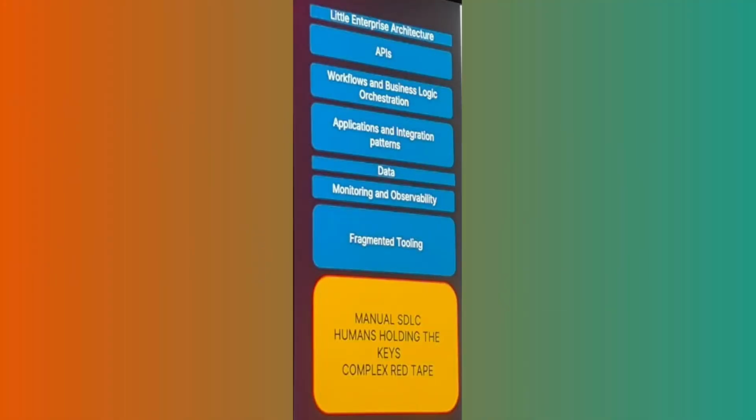We'll try and maybe put it up on the screen. There was a lot of manual software development going on, and then fragmented tooling, which I agree with, and I think platform engineering with IDPs is trying to really tackle that. Very little monitoring and observability, almost nothing on data. It's probably the thinnest line in terms of how you manage your data. And then again, a very thin line on enterprise architecture at the top. So yeah, I do agree with that.